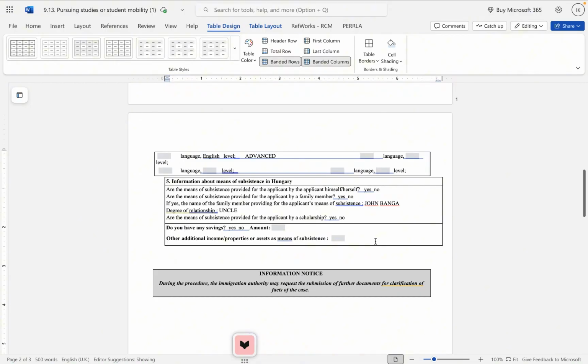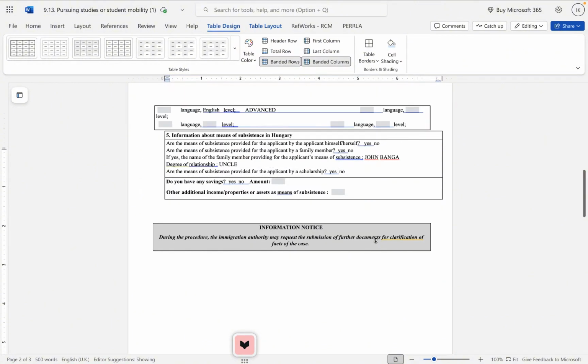And then the last one, do you have any savings? I've explained this. Those of you who said you'll be funding yourself, you have to say yes, I have savings, and you state the amount. Other additional income or property or assets, you provide that. So if you have other funding, you provide that. Okay, I think this is the end of this form.